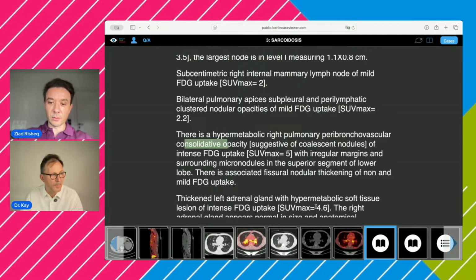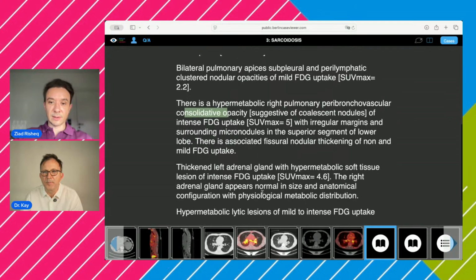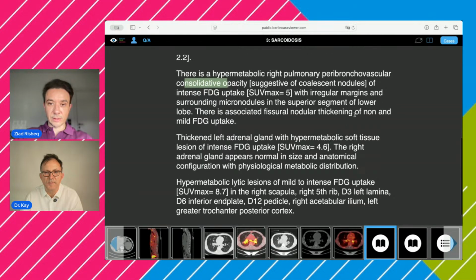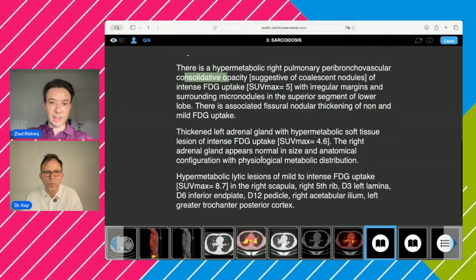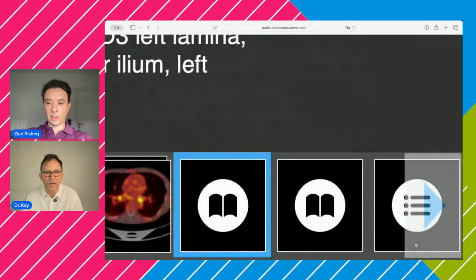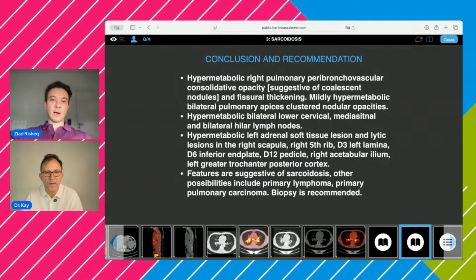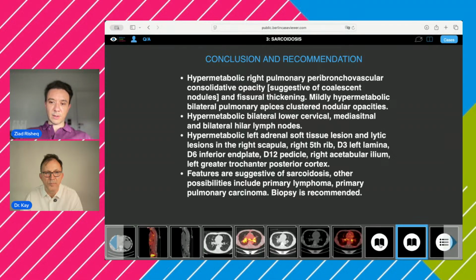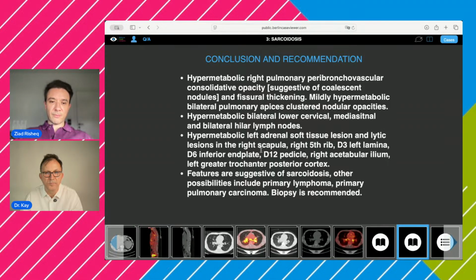We saw the tiny nodules on the HRCT. They were not visible on the standard PET CT acquisition. There was also fissural nodular thickening, and a lesion in the adrenal gland. This is basically how I describe my PET report. And in the conclusion, you can either state each system alone in a different point, or you can cram them up in a single paragraph. Everyone prefers a certain approach.